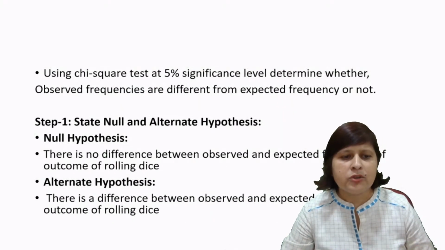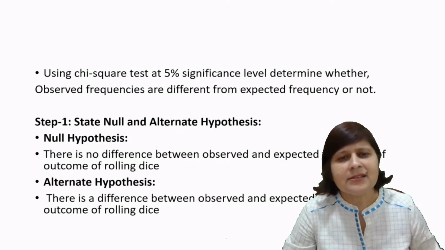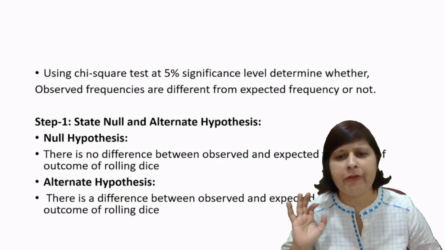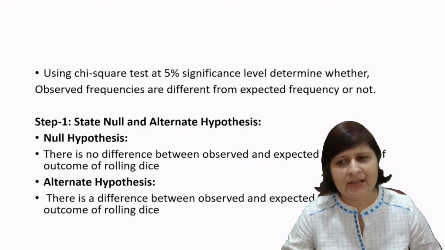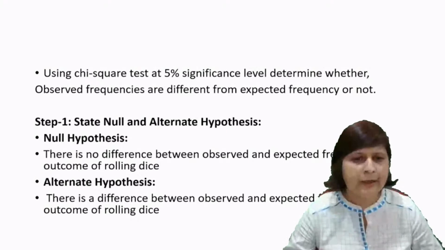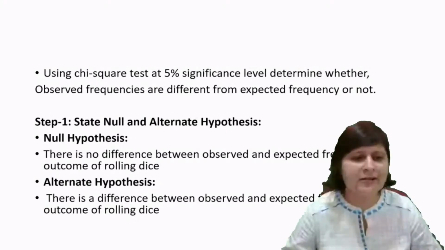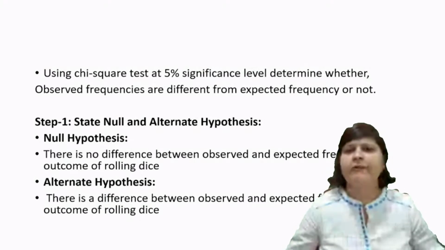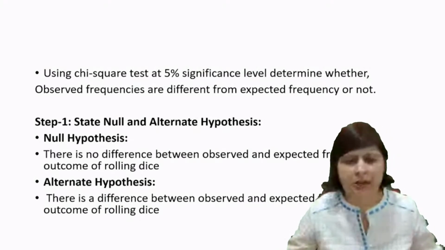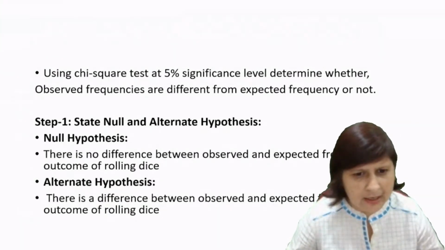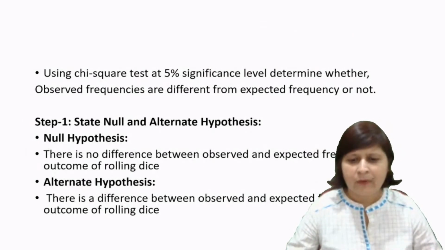I want to use the chi-square test at the 5% significance level, or 95% confidence level. I want to determine whether the observed frequencies are different from the expected frequencies or not. Right? I'm 95% confident that there is no significant difference. I want to test it out. So state the null and alternate hypothesis. I have done that, right?